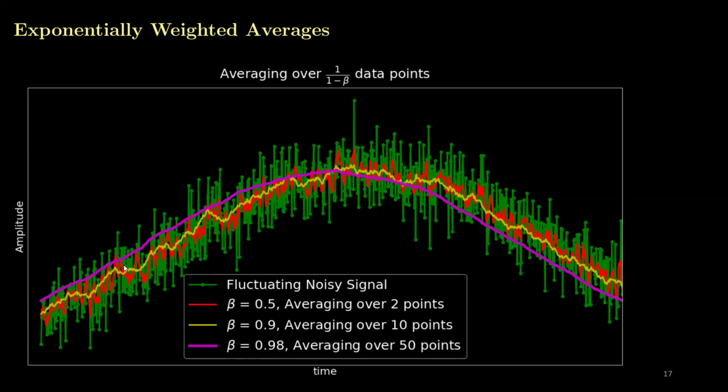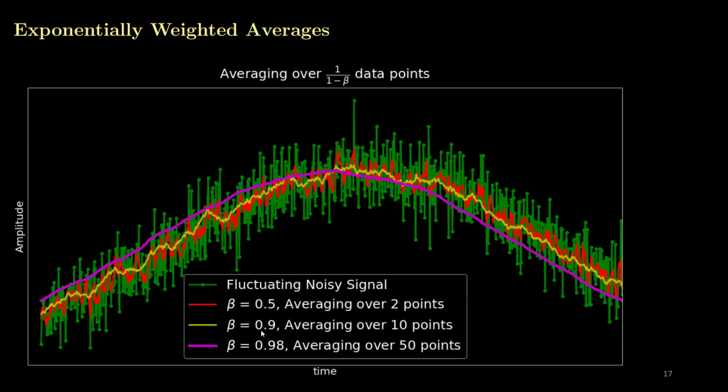Now look at the three smooth versions of this green signal. The first version is the red signal. The red signal is the average over 2 points, for which beta is equal to 0.5. We can see that we have smoothened the green signal, but still the fluctuation is present in the red signal. If we want to smooth it more, we have to increase the number of data points over which we take the average.